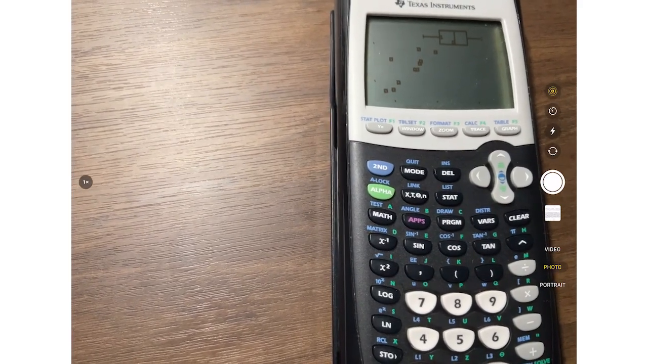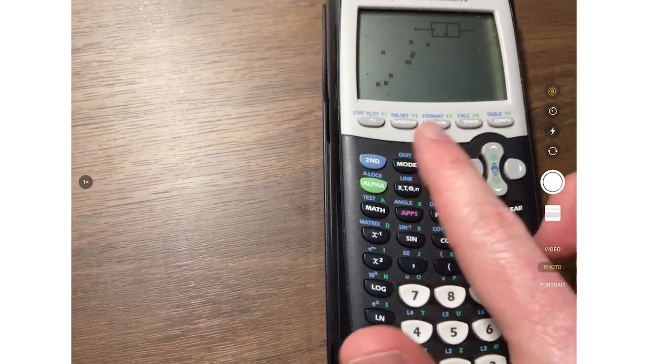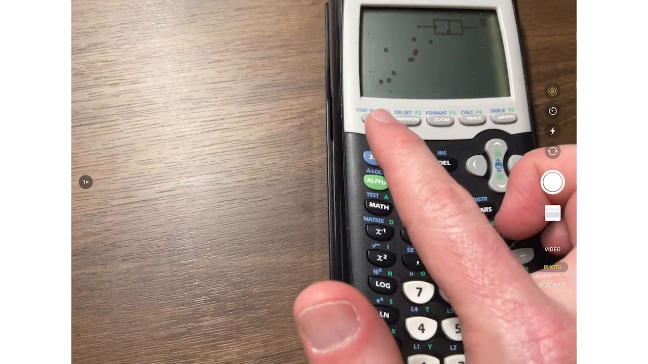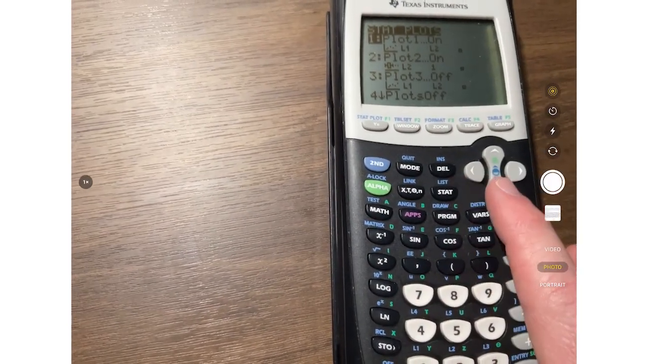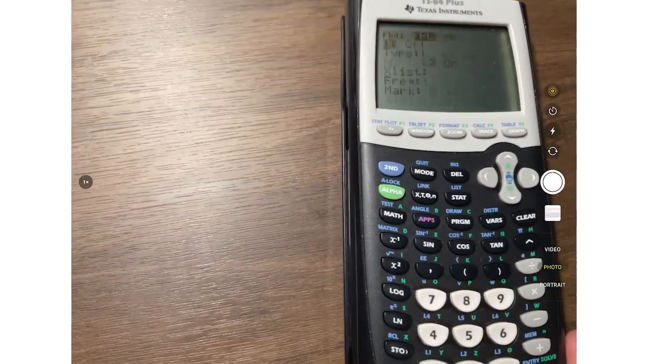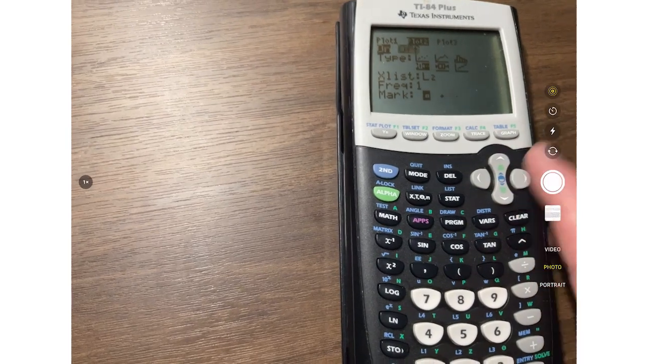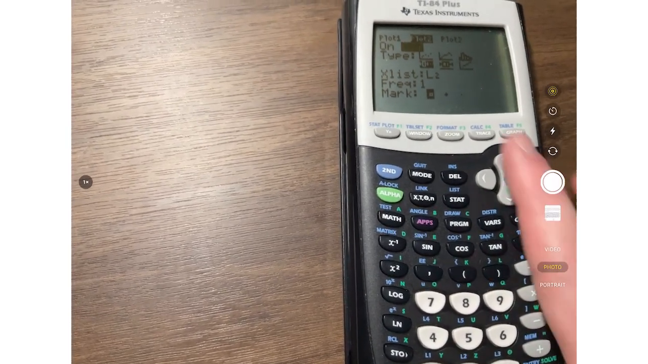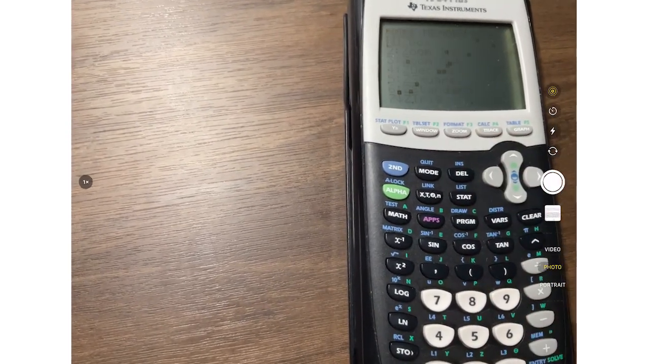Okay, I have a box plot there, so that means one of my plots is turned on. So you can turn it off. You can see my plot 2 is turned on. So just hit enter and turn it off if that happens. Okay, now go to zoom 9 and you'll see just the scatter plot.